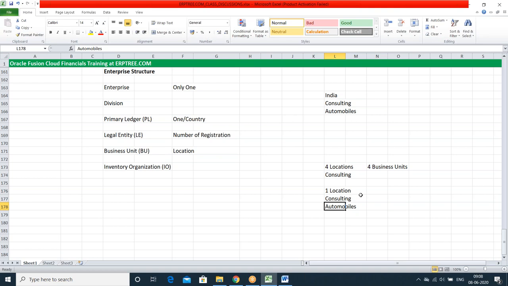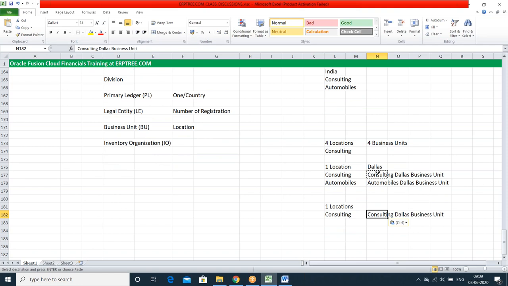Location is one, but how many businesses? Two businesses. Say the client is doing business in the Dallas location. Now we have to create two business units. One is the consulting Dallas business unit, and the other is the automobiles Dallas business unit. This is how we have to create. Or else, the client is doing business in only one location and only one business, the consulting business. In that case, we create just one business unit with that location. This is how we create.